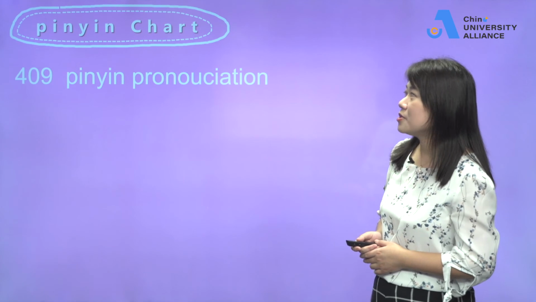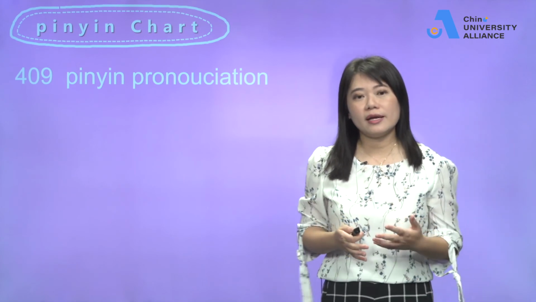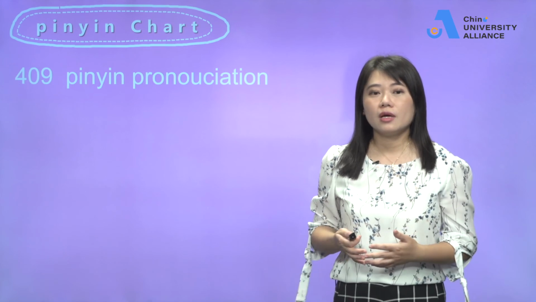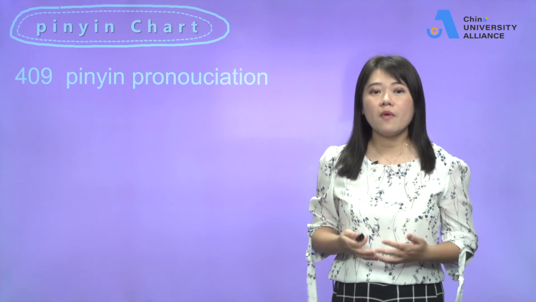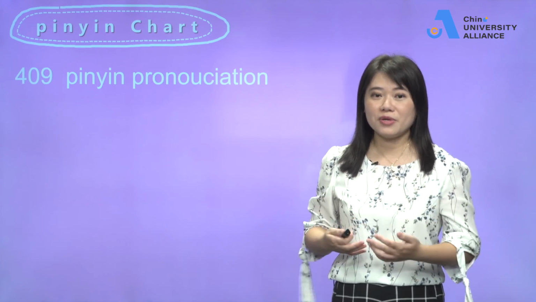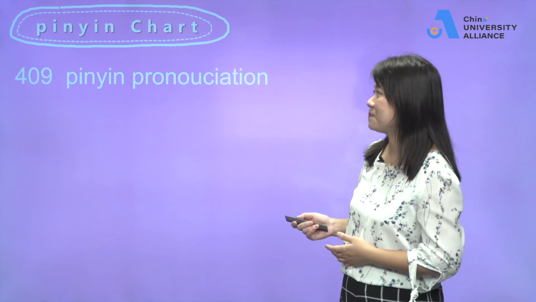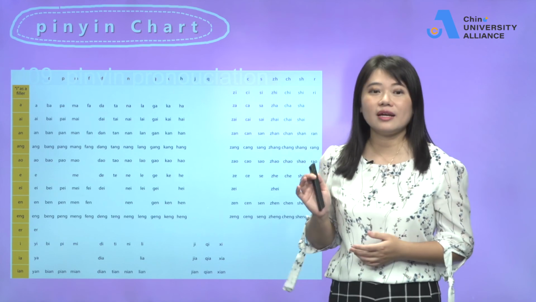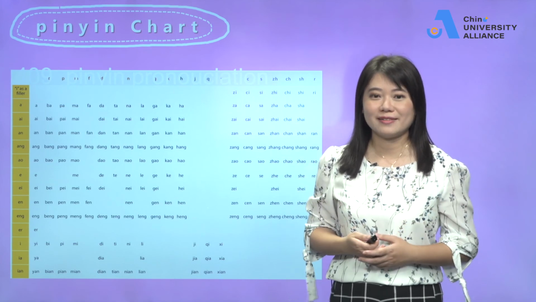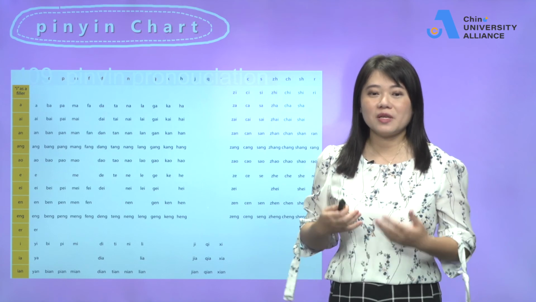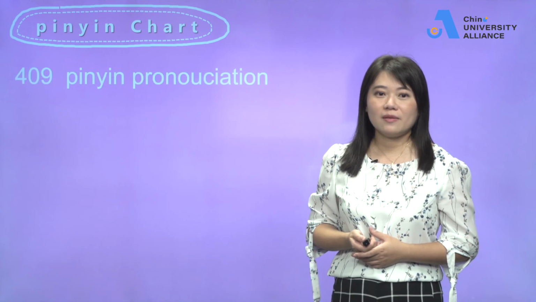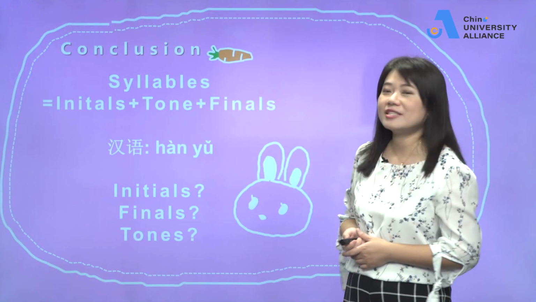All right, so in conclusion, we found that there are different initials and also different finals. If you try to pronounce well, you need to combine them together so you could communicate with Chinese people. There are totally 409 Pinyin pronunciations when they combine together. If you keep working and keep practicing, I believe you'll be very good at it. So let's review what we learned today.